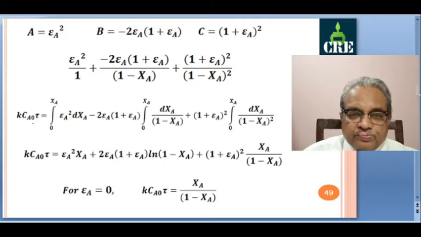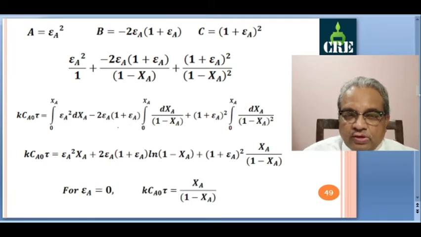The solution: k CA0 tau equals integral 0 to XA epsilon A squared dXA, minus 2 epsilon A (1 plus epsilon A), this is a constant term, this we have taken outside, dXA by (1 minus XA) integral 0 to XA, and then (1 plus epsilon A) squared, which is taken outside, constant, integral 0 to XA dXA by (1 minus XA) squared. So all three are known forms, so we can write the integral directly. We have solved it many times.